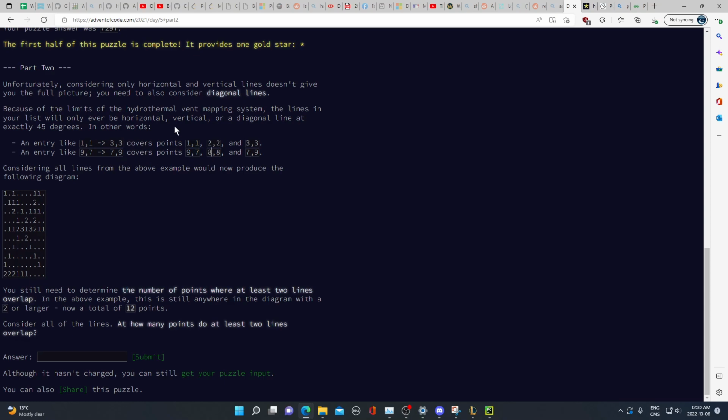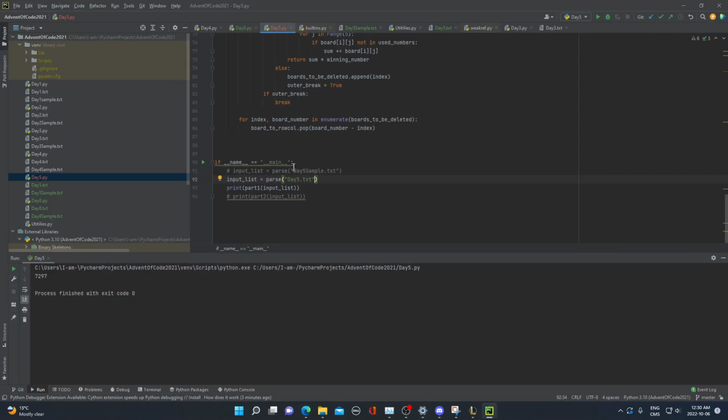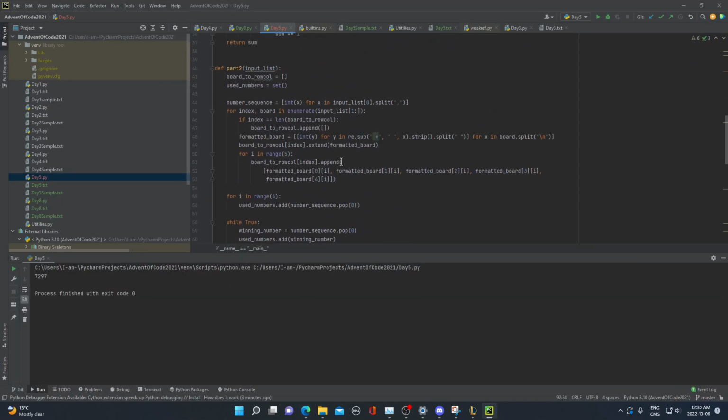Considering all lines from the above example would now produce the following diagram. You still need to determine the number of points where at least 2 lines overlap. In the above example, this is still anywhere in the diagram with 2 or larger, now a total of 12 points. Consider all of the lines. How many points do at least 2 lines overlap? So it's the same thing, just considering diagonals.